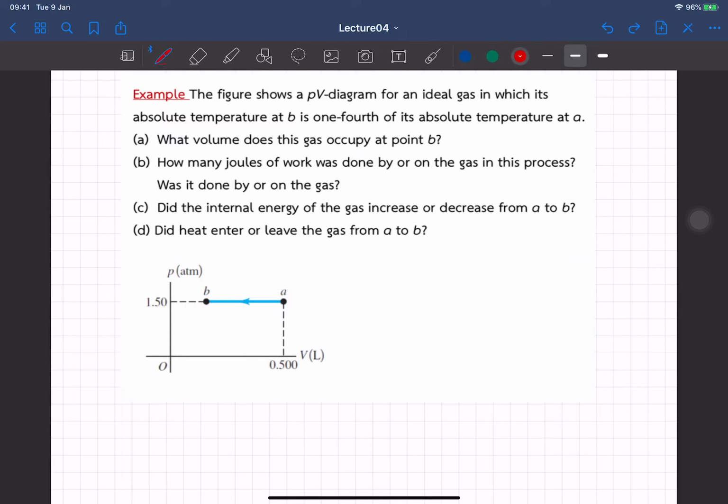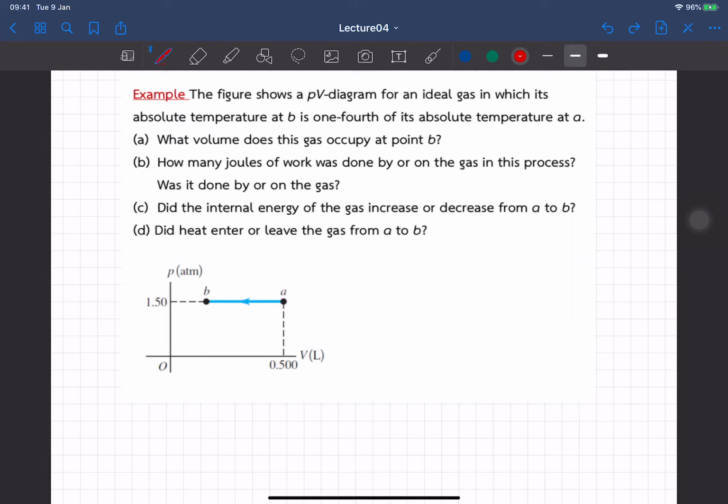You can have different processes. Like you can move from A to B this way. That's also a valid process. That will give you different work, different heat transfer, or you can have something like this. So you have infinitely many possible ways to move from A to B. But in this particular one, it's just a straight line going horizontally. That means during this process, pressure does not change. It should be clear from the diagram that it's a horizontal line, so it's a line of constant P, the pressure. So that's what we assume here.